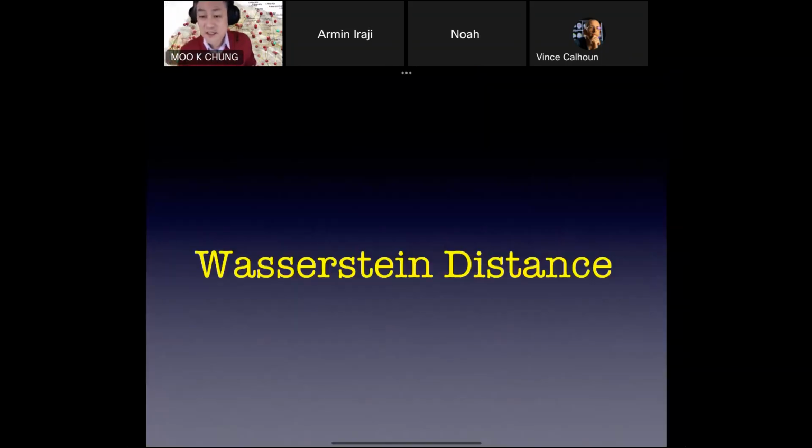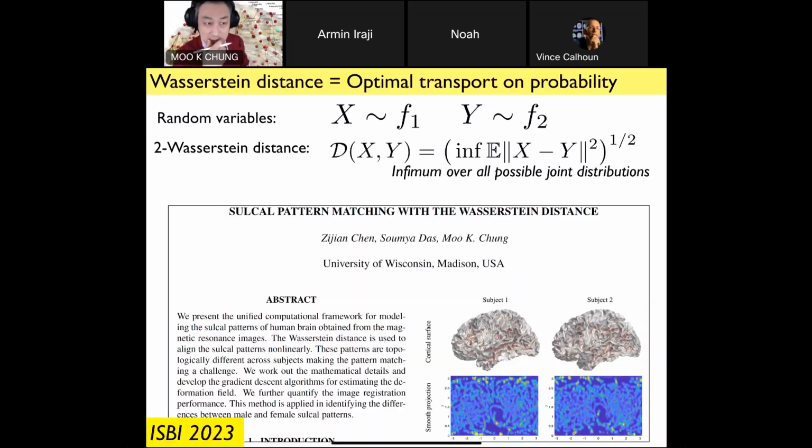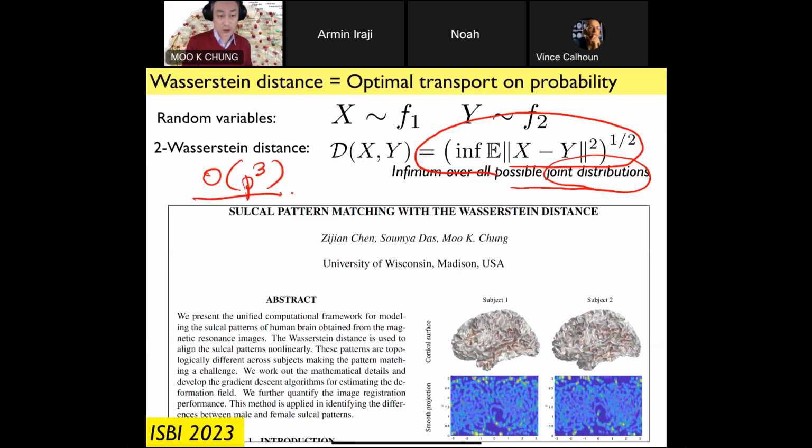Then let's construct the Wasserstein distance out of this. Now, what is the Wasserstein distance? It's basically the optimal transport of probability measures. Given random variables X and Y, the two-Wasserstein distance is given by the infimum of the expectation of the difference of these random variables. The infimum is taken over all possible joint distributions. So computation is very heavy. Usually you cannot run this. If there are p nodes, it's p cubic. It's a cubic algorithm, so it's very unscalable.